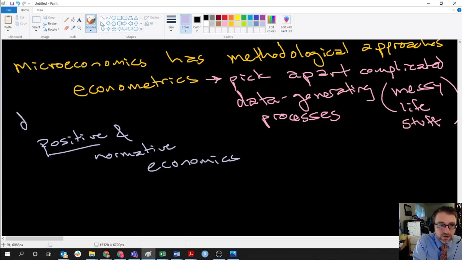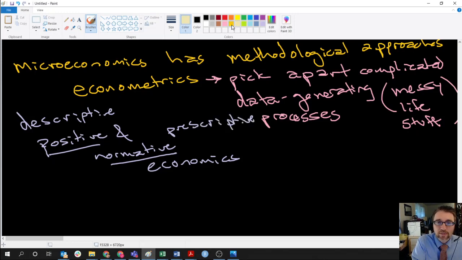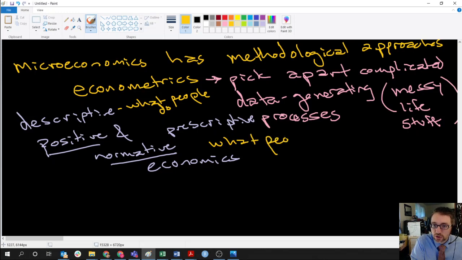Positive, sometimes this is called descriptive. Normative, this is sometimes called prescriptive. And descriptive is like what people do, and prescriptive is like what people should do. And so this is the tricky part where we get into, is this moral philosophy or not? And it really depends. I personally am of the belief that whenever people say should, there's always a hidden thing.